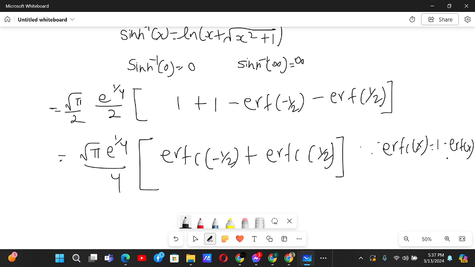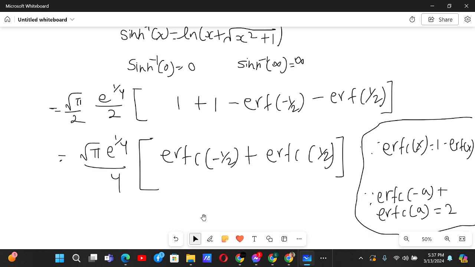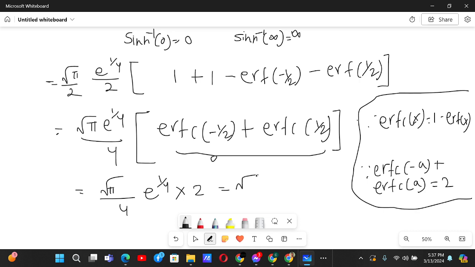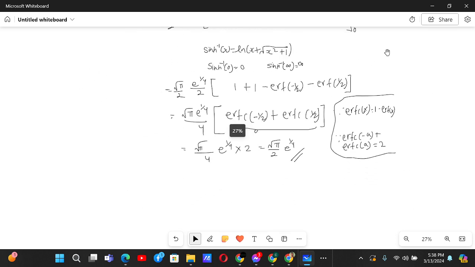The next property that we will use is erfc of minus a plus erfc of plus a equals 2. You can try proving this on your own from the definition of these functions, it's not that hard. So this sum will also be equal to 2. That gives us root pi by 4 e to the power 1 by 4 into 2. So now this simplifies to root pi by 2 e to the power 1 by 4, and that is the answer. So we solved this problem.